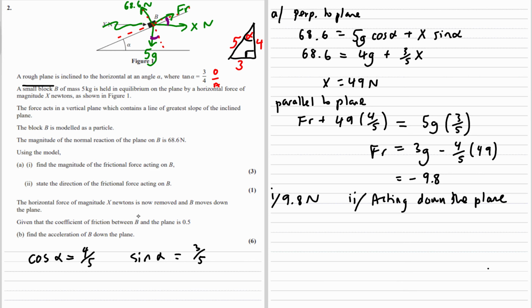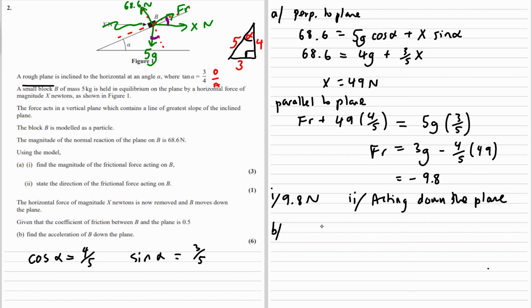The horizontal force of x is removed and the particle B is going to move down the plane. So friction's going to change. Given the coefficient of friction is 0.5, find the acceleration down the plane. So now friction is going to be going up the plane. x is removed. So we're going to have a new set of forces.